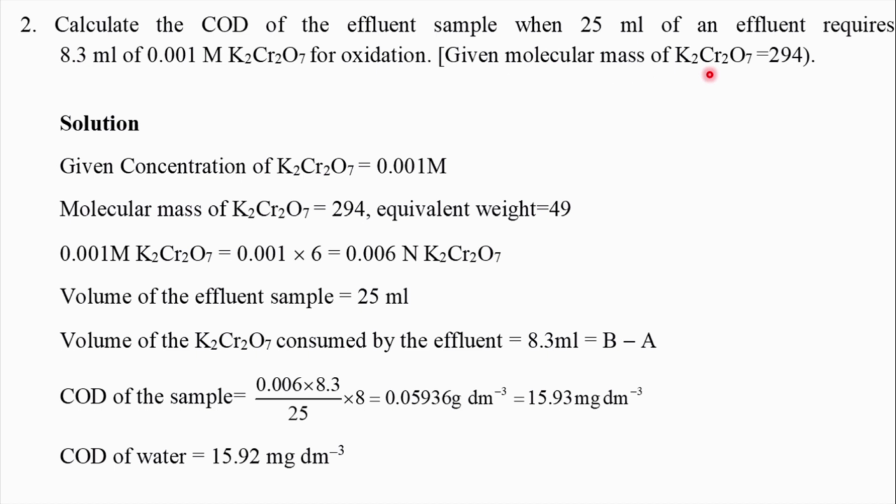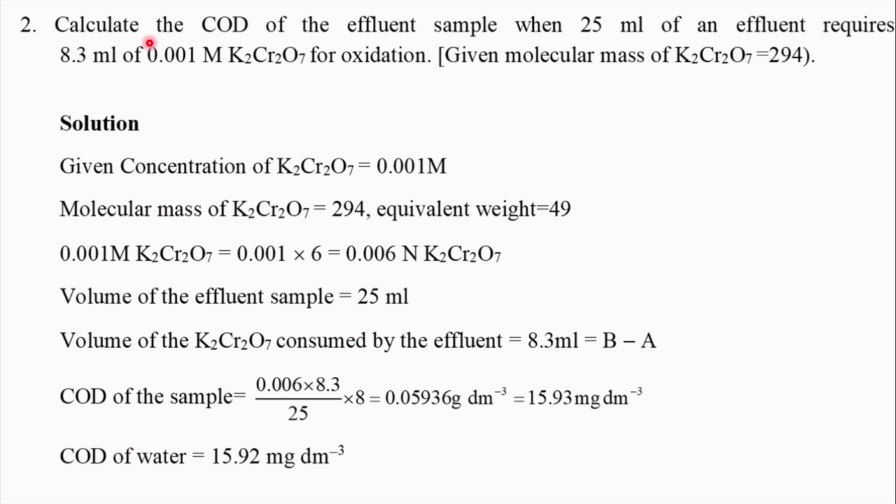So in the previous one, we saw individually the volume of FAS consumed by the back titration. The volume of FAS consumed by the blank titration was given. Also the normality of FAS was given, and therefore it was easy to do. That was a direct substitution.